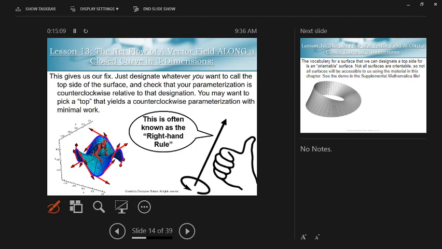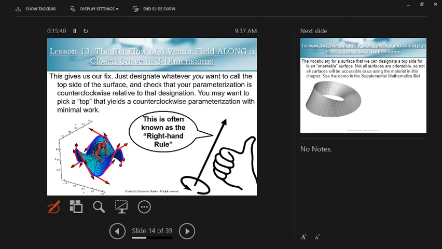Be careful with this. Every year I'll have a student on the quiz who will think that you could solve path integrals with the right-hand rule. The right-hand rule is not a calculational tool. The right-hand rule doesn't do path integrals for you. So your right hand will not tell you the net flow of a vector field along a closed curve. What the right-hand rule does for you is it's a good way of figuring out where to define the top of your surface so that your curve has a counterclockwise parameterization.